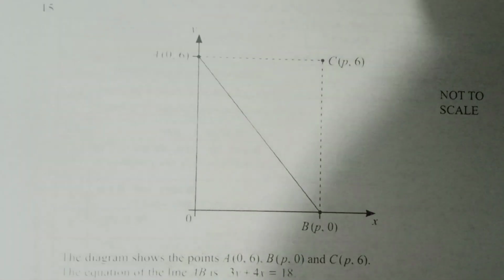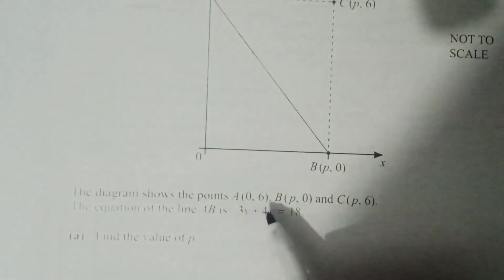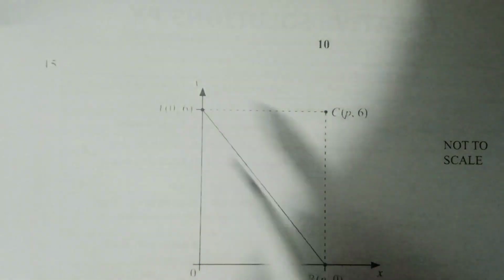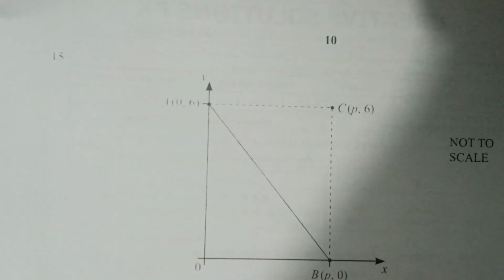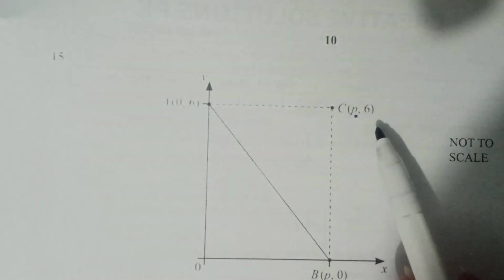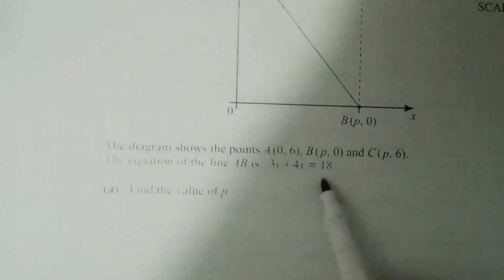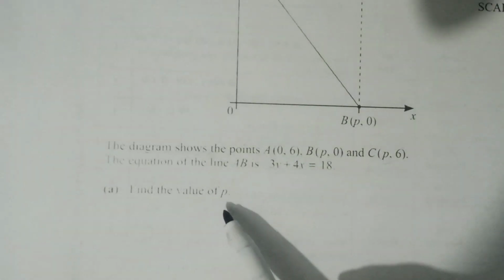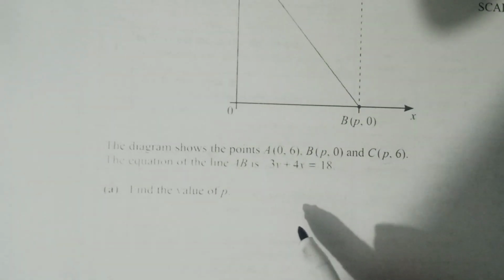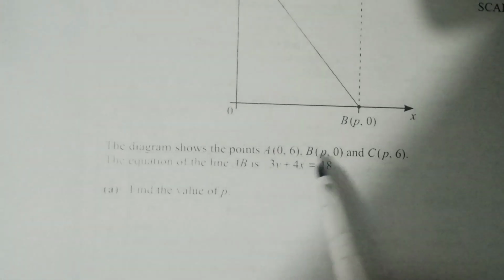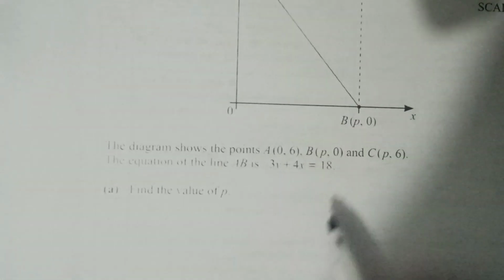Now students, next question. The diagram shows the point A (0, 6), B (p, 0), and C (p, 6). The equation of the line AB is 3y plus 4x equals 18. Find the value of p. Put this value in the equation, and we get the value of p.